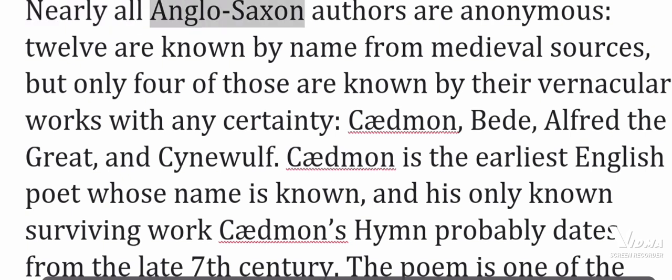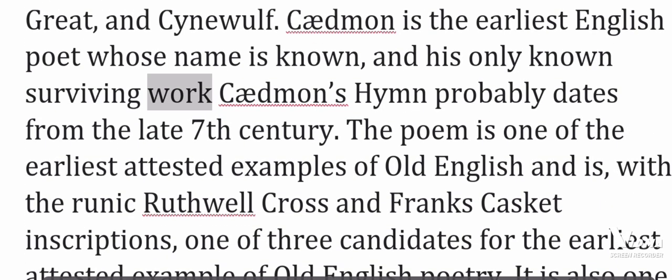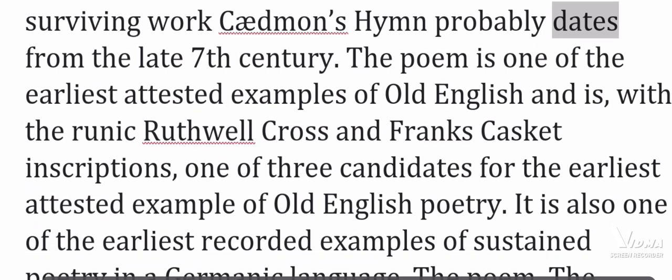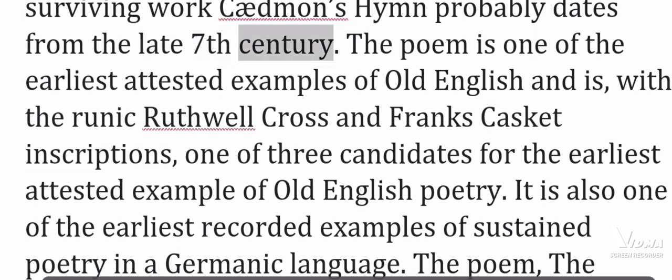Nearly all Anglo-Saxon authors are anonymous. Twelve are known by name from medieval sources, but only 4 of those are known by their vernacular works with any certainty: Caedmon, Bede, Alfred the Great, and Cynewulf. Caedmon is the earliest English poet whose name is known, and his only known surviving work, Caedmon's Hymn, probably dates from the late 7th century.